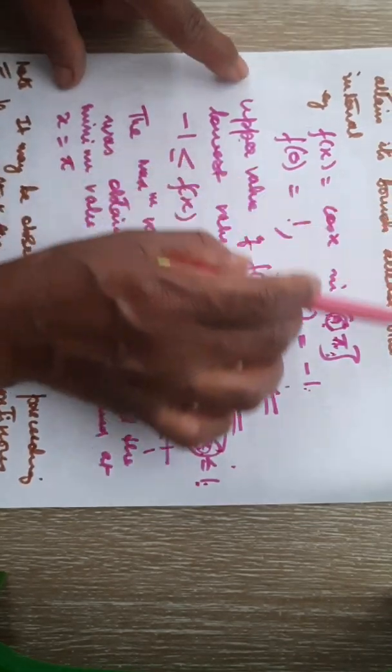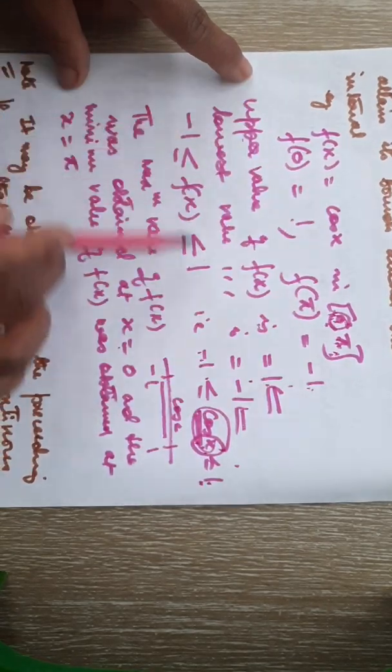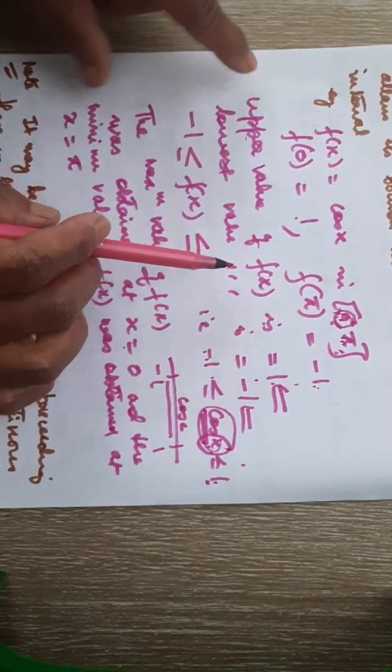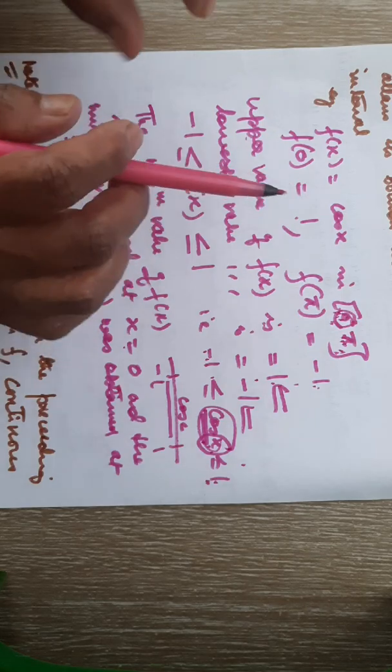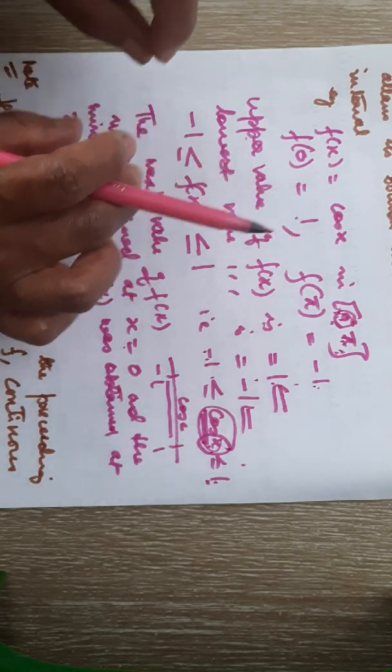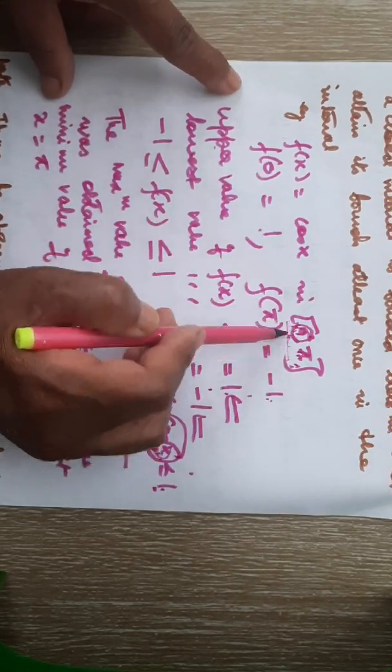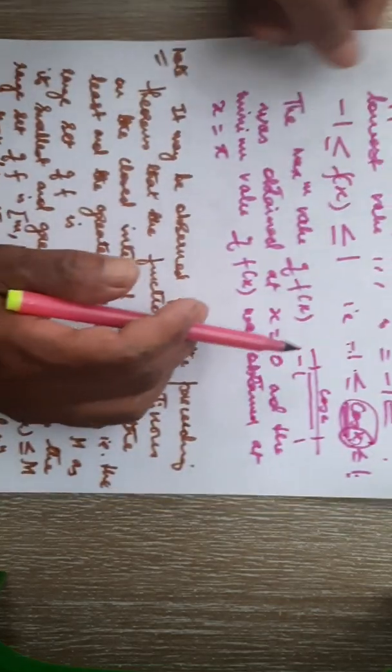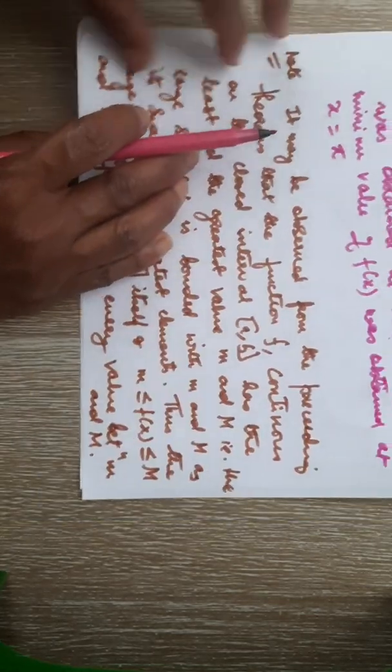So a function which is continuous in the closed interval [a, b] will always be bounded, and you will see that it attains its bounds, meaning the upper value or the maximum value and the minimum value, within that interval only. Now next, let us come to this one.